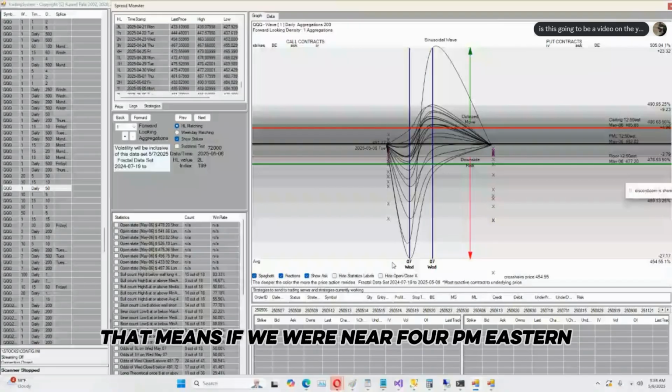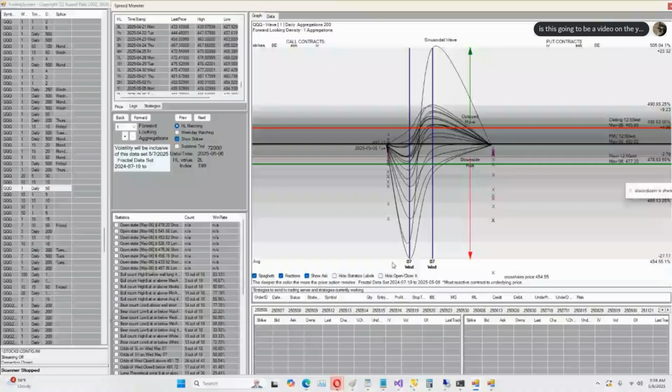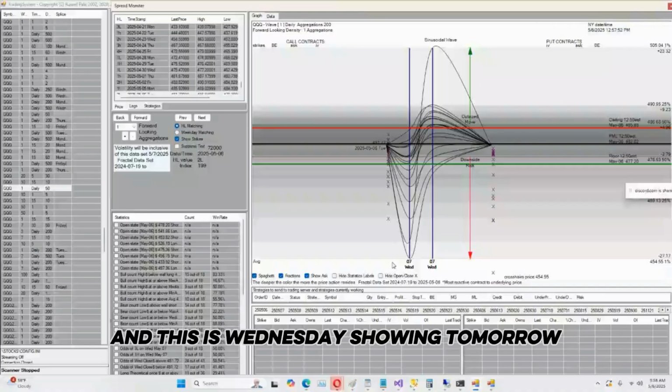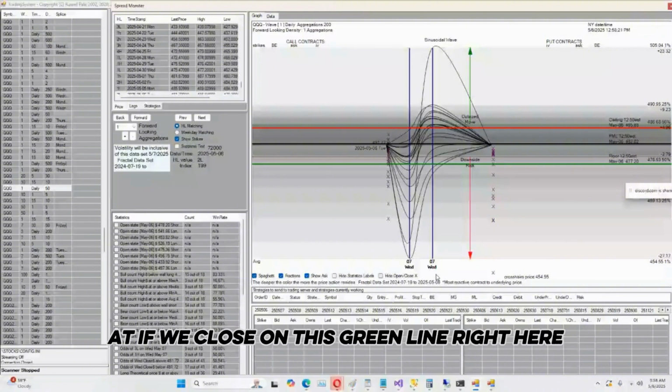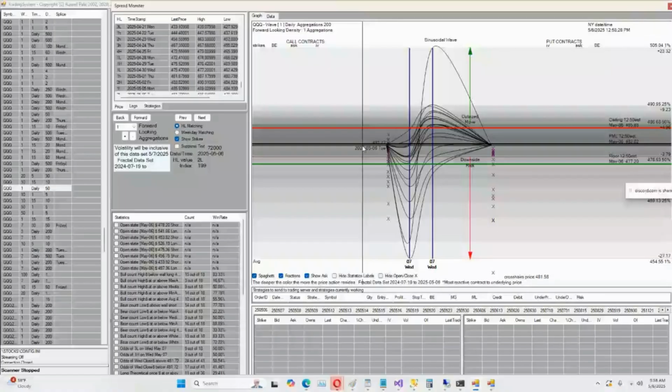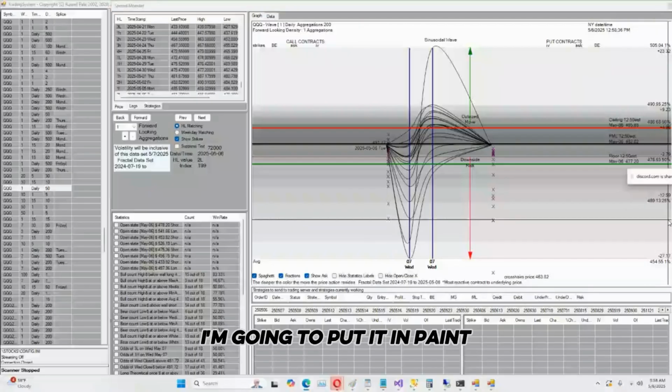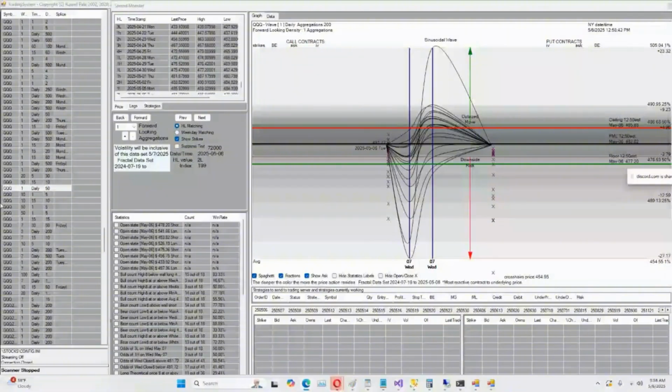That means if we were near 4 p.m. Eastern, and this is Wednesday, showing tomorrow, model for tomorrow's session, that if we closed on this green line right here, and this is what I'm going to do, I'm going to put it in Paint. I can draw on it.